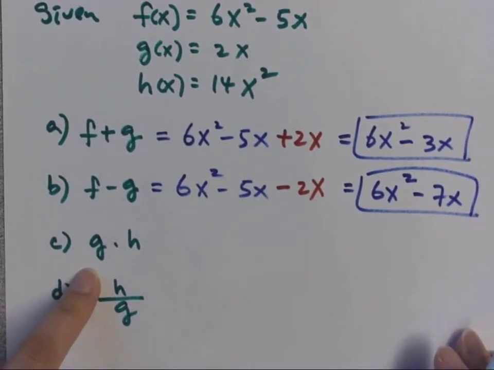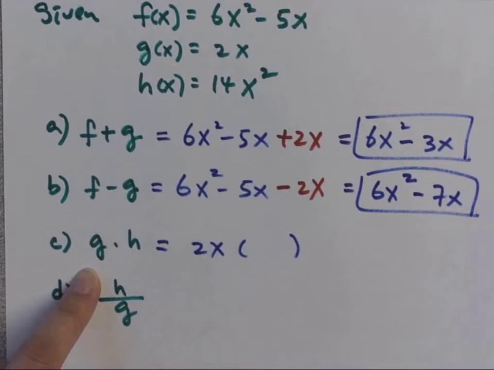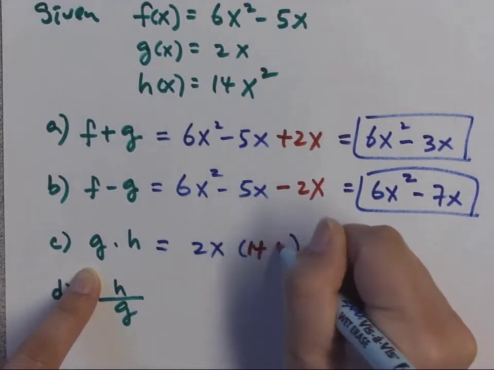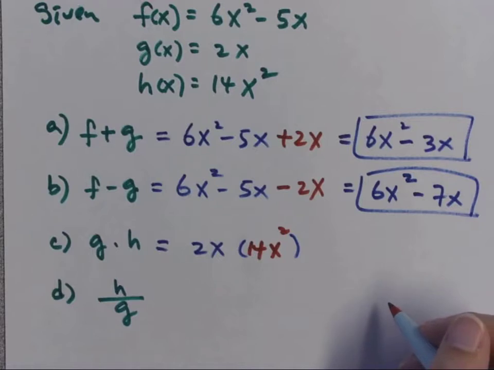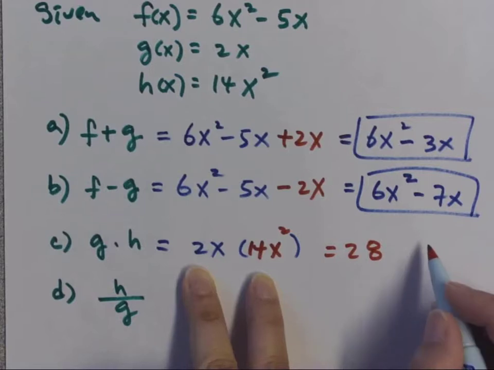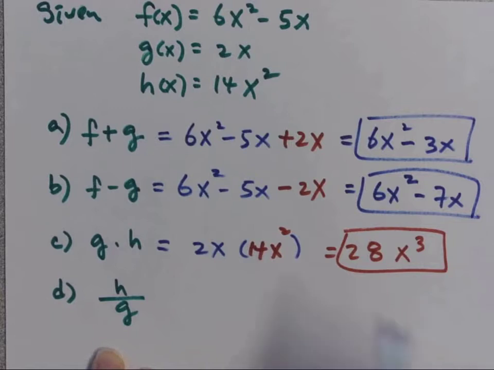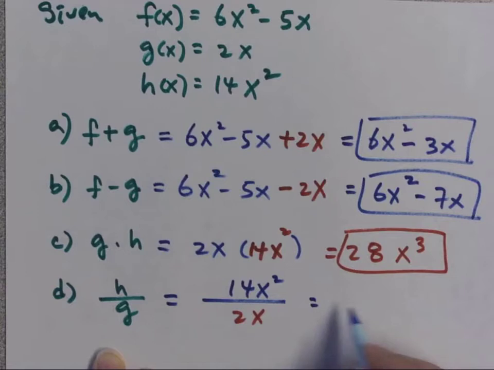Okay, the next one you have to be careful because I don't start with f anymore, right? I start with g. So g is 2x times 14x squared. Together we have 28x to the third power. Good job. And then h needs to be divided by g. So h is what? 14x squared divided by 2x. And that would give me 7x. So we okay with that?